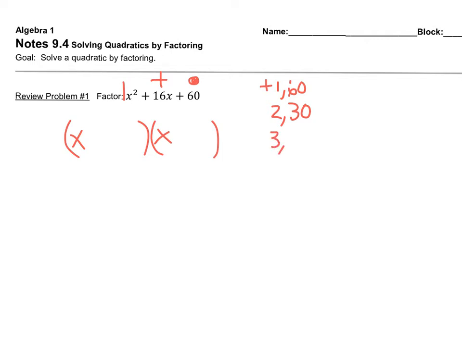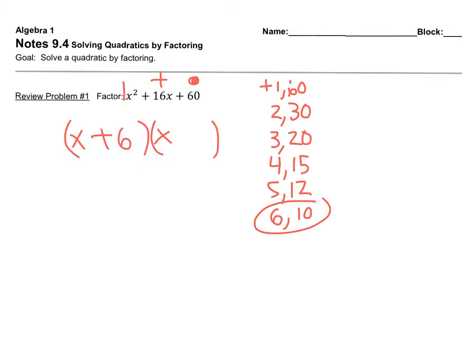Put in your calculator 60 divided by 3, you get 20. 60 divided by 4, you get 15. 60 divided by 5 is 12. 60 divided by 6 is 10. 60 divided by 7 is not an integer. 60 divided by 8 is not an integer. So we're going to stop there. And we already know that the pair that adds to get that middle term, 16, is 6 and 10. So we are done with this answer.